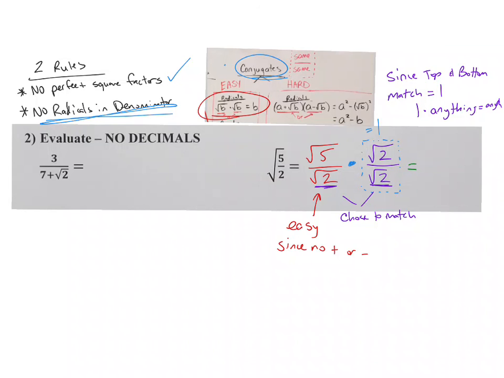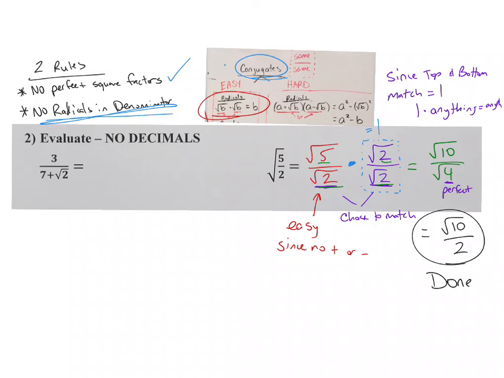So now I'm going to multiply. Both these guys are in jail, so I can do radical 10. Both these guys are in jail, so I can do radical 4. Now look, 4 is perfect. So this actually turns into the square root of 10 all over 2. We're done because 10 cannot be divided by anything here, and now the radical's gone from the bottom. So when we have a radical with a fraction, we're always going to multiply by something and make the radical go away.